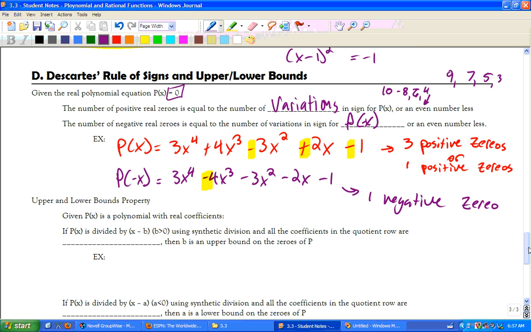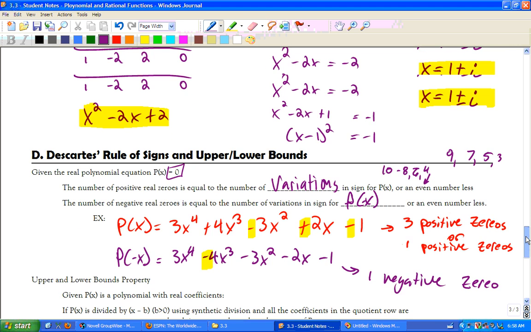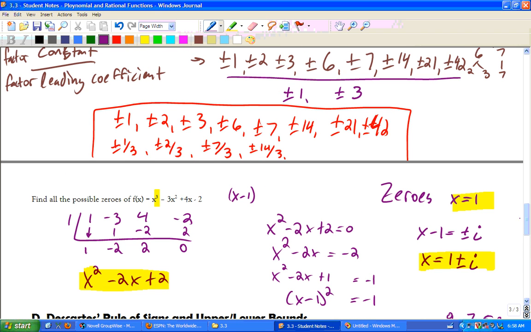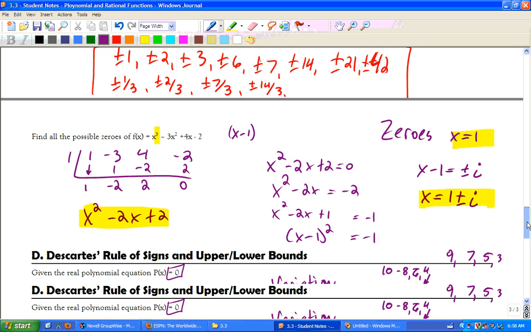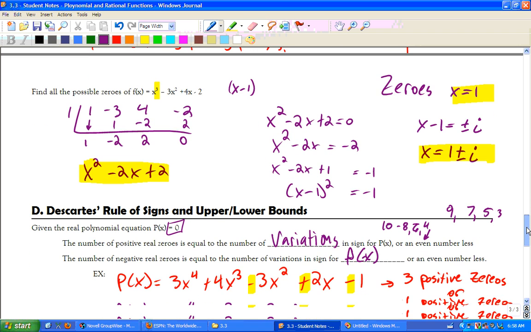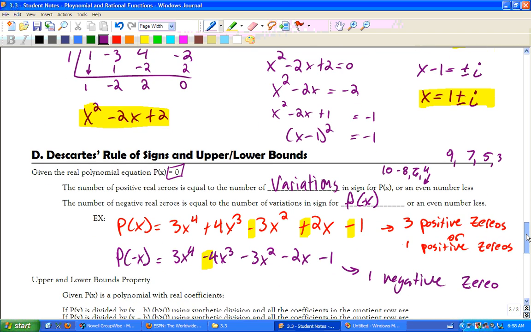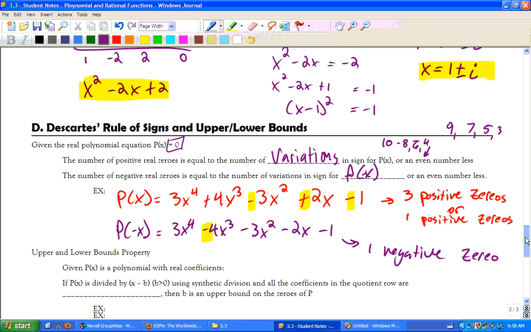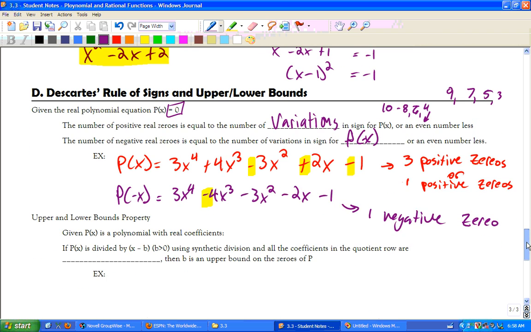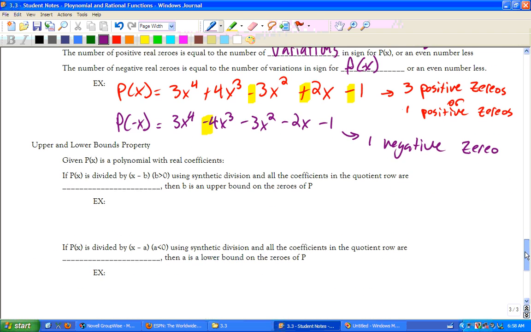Again, this helps limit, especially when we're using the rational zeros test and we get this huge list of positive and negative numbers. If we can limit those by saying, hey, we know we've only got 1 or 2 positives. If we say we've only got 1 positive and we already know what it is, we can examine only negative numbers to help us limit our search.